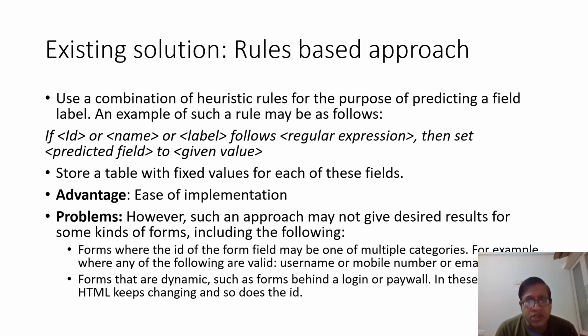Another approach is the rules-based approach, where you have a regex, a regular expression, for the ID or the name or the label, and then you say that if this is the ID or the name, then you fill it with a given value. So you use a combination of heuristic rules. That is slightly better than the approach we saw before, because here you can use some rules.